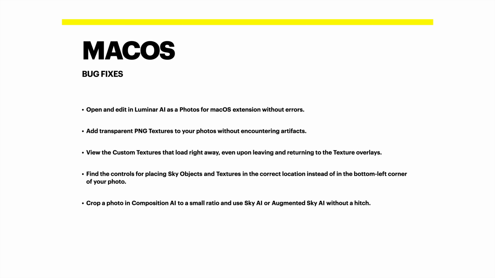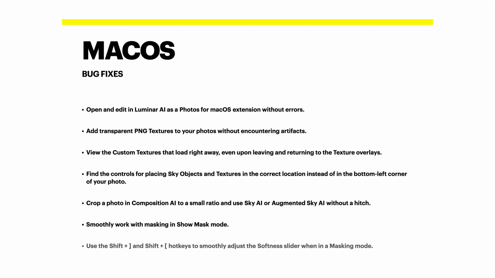Crop a photo in Composition AI to a small ratio using Sky AI or Augmented Sky AI without a hitch. I never had this problem, but I imagine some Mac people did because otherwise there wouldn't be a bug fix. And also it works smoothly now with masking in the show mask mode. This one I have experienced, particularly since I've got an older computer. Sometimes I could be painting on a mask, I wouldn't see it. So it's working much better now.